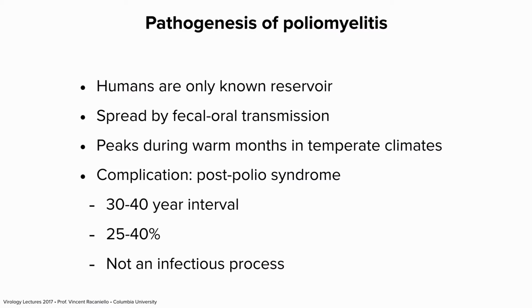There is a long-term complication called post-polio syndrome. 30 to 40 years after you've had polio, you can recover limb function by therapy and have a totally normal life. Some people, 25 to 40% of those individuals, begin to be paralyzed again. They lose limb function. It's not an infectious process. There's no virus around. It's probably because when they had polio, they lost a lot of motor neurons.